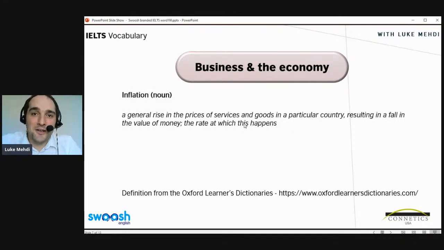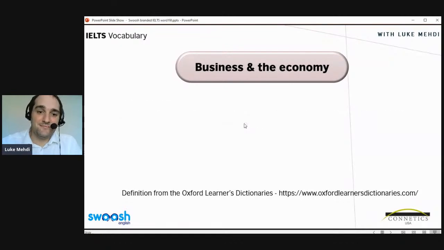Next one is quite a complex economic idea or concept, inflation. So a general rise in the prices of goods or services in a particular country, resulting in a fall in the value of money, or the rate at which this happens. So if the government starts printing lots of paper money, the value of money goes down, goods and services become more expensive, and that situation is called inflation.